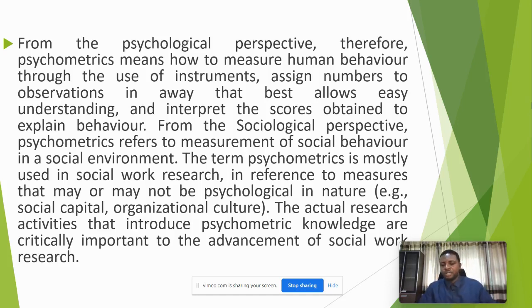So let's look at the psychological perspective. From the psychological perspective, psychometrics is defined as how to measure human behavior through the use of instruments that assign numbers to observations in a way that best allows easy understanding and interpretation of the scores obtained to explain behavior. I said it is a measure of behavior using instruments that assign numbers to observations, and then you interpret the scores you have through those observations and make meaning out of those scores to explain behavior.